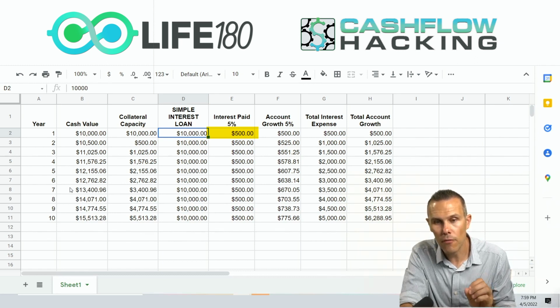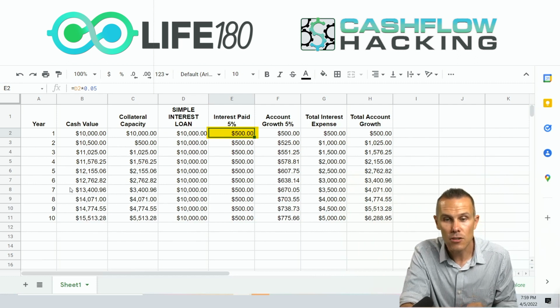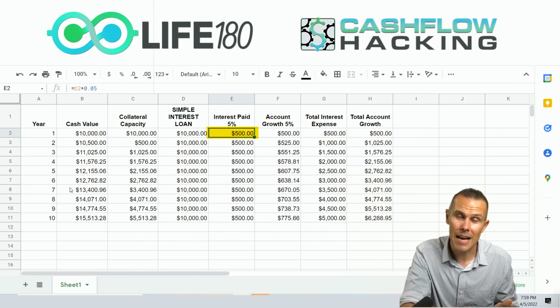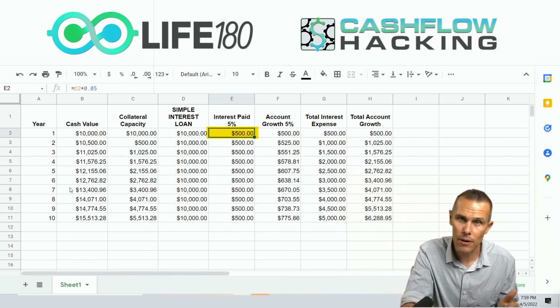So if you held the loan for a year, at the end of the 12 months, you're going to get an interest payment, or a bill for interest, for 500 bucks. Now, you can handle this as an interest-only loan, which is what I'm going to do in this scenario to keep it simple.